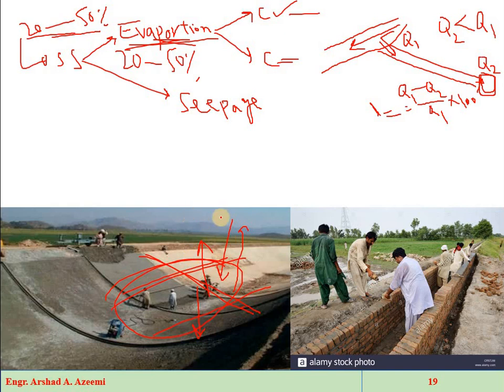Okay, so seepage losses is also one of the major contributors to the canal losses. And the third one is the transpiration losses.